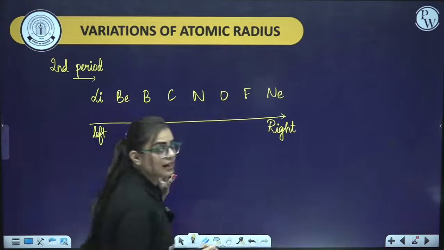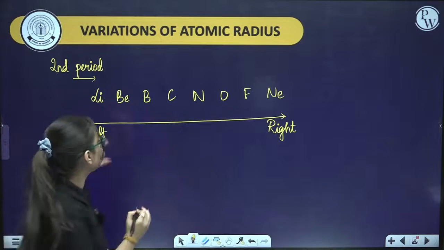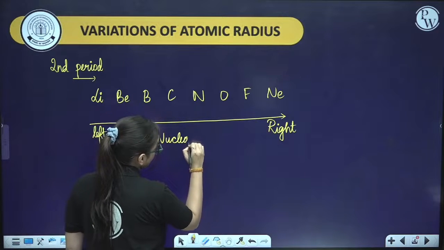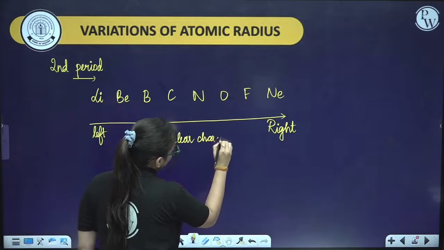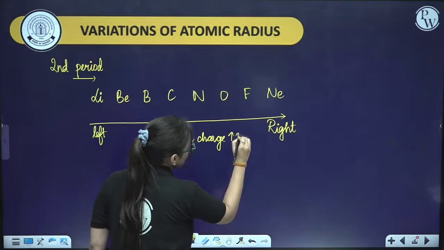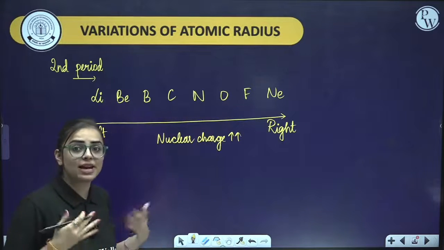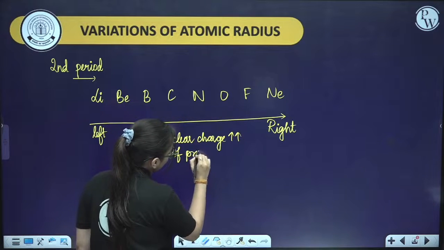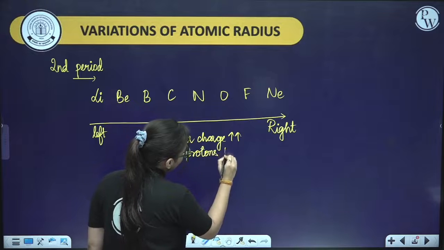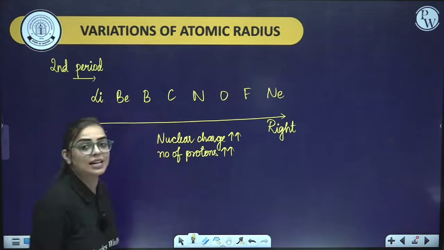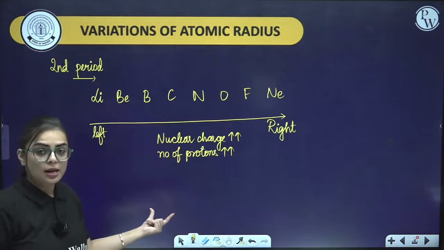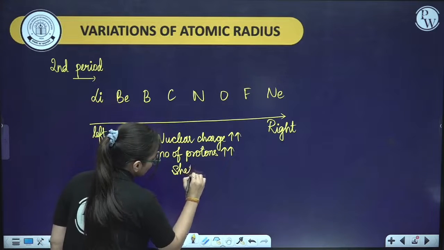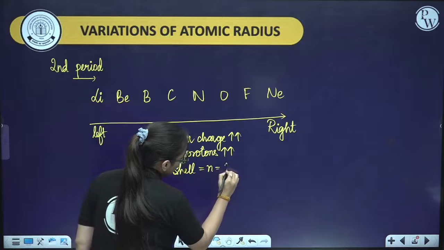towards right direction, what am I observing over here? I am observing that nuclear charge increases. Why does nuclear charge increase? Because the number of protons is increasing. That's why nuclear charge is increasing. Now, what about shell, ma'am? Shell is same. N value is same, which is second.